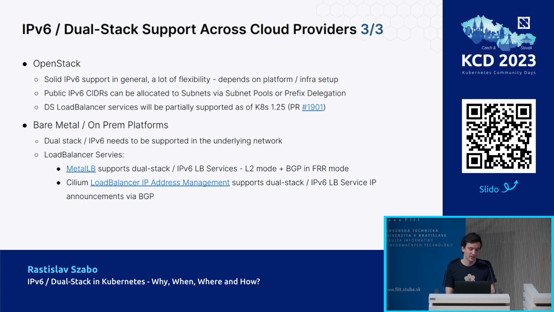In case of bare metal platforms or other on-premises platforms, of course, DualStack and IPv6 needs to be supported in the underlying network. And for load balancer services, you can use, for example, MetalLB, which supports DualStack in both BGP or Layer 2 mode. Or you can use Cilium load balancer IP address management support. In this one, we are supporting DualStack announcement via BGP.